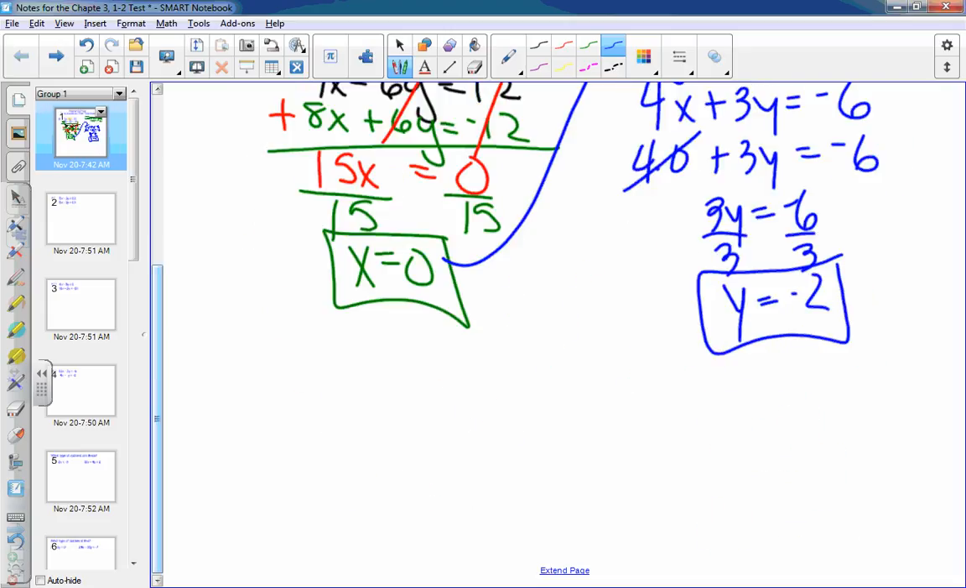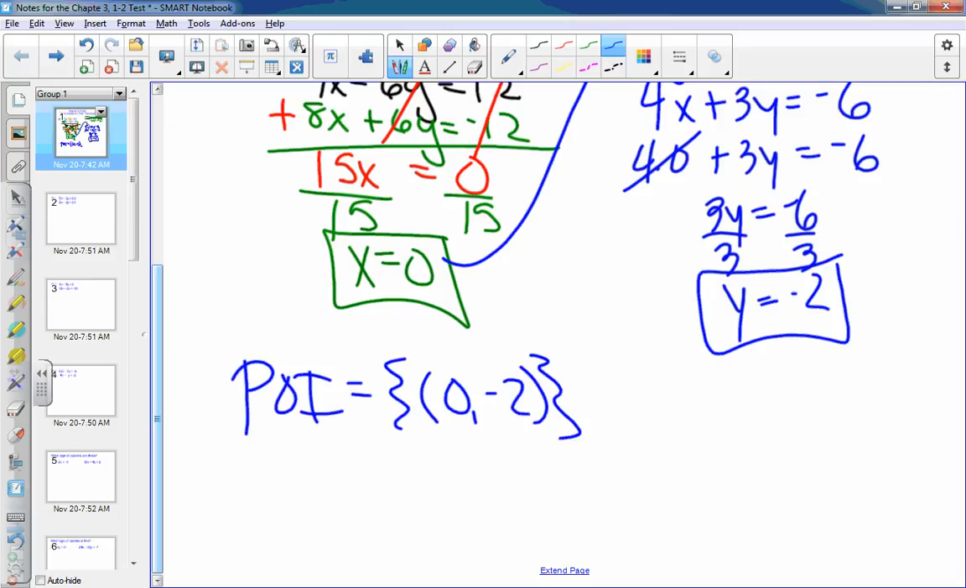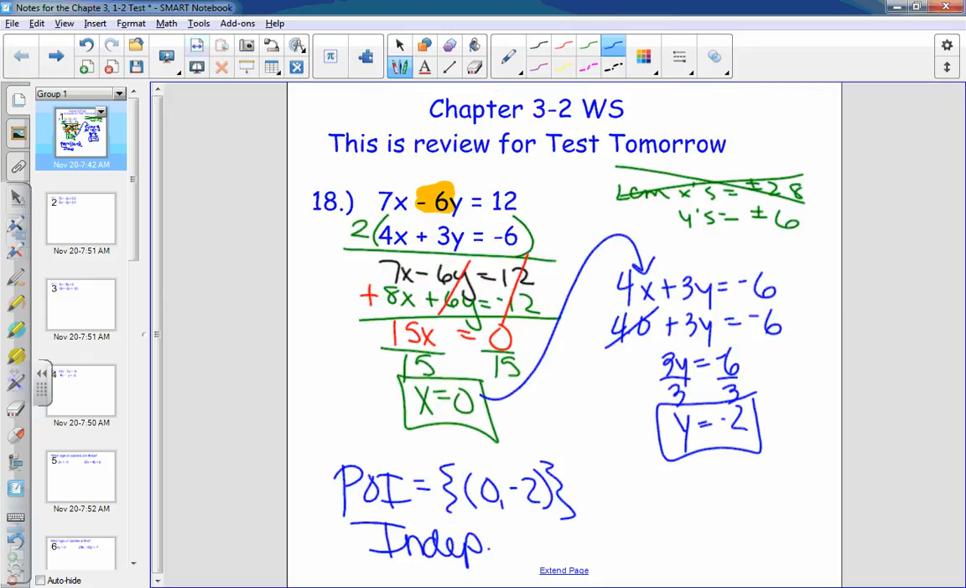My point of intersection is going to be the set containing 0, negative 2. This was an independent system. Why is it independent? It's independent because I can physically see the point of intersection there. This, ladies and gentlemen, is elimination or combination, whichever one you want to view it as. Okay?